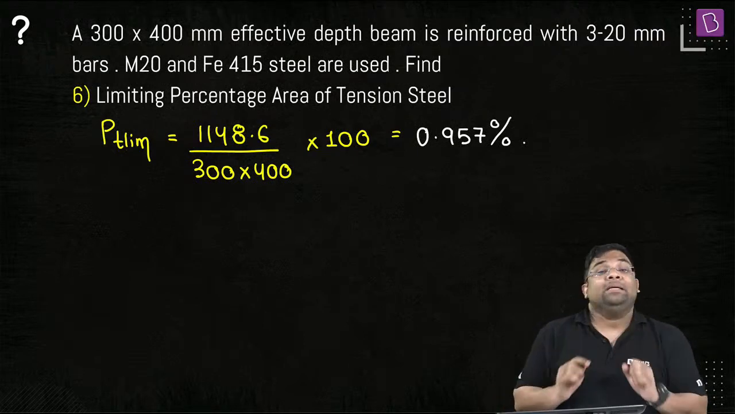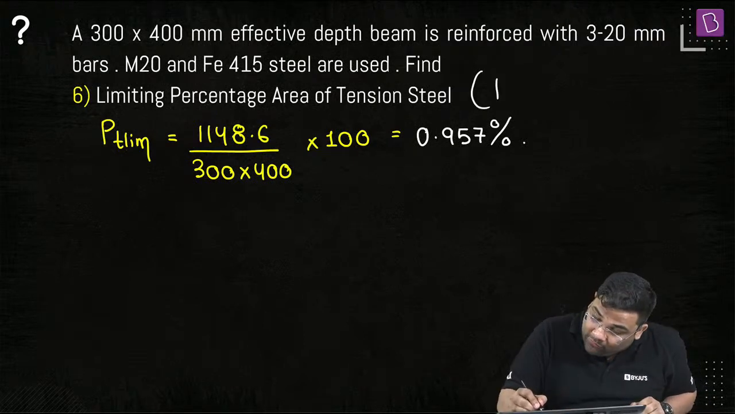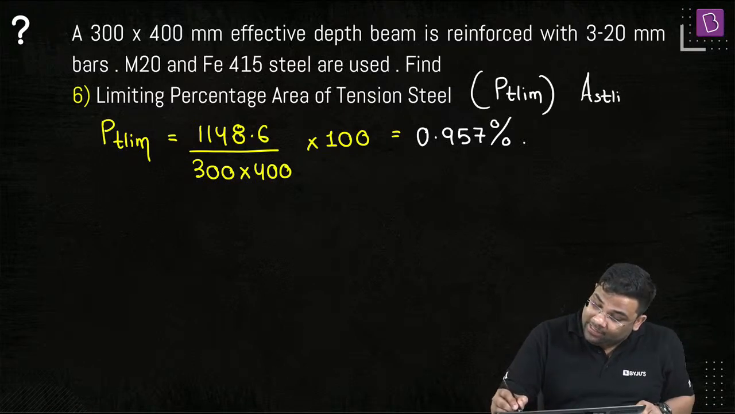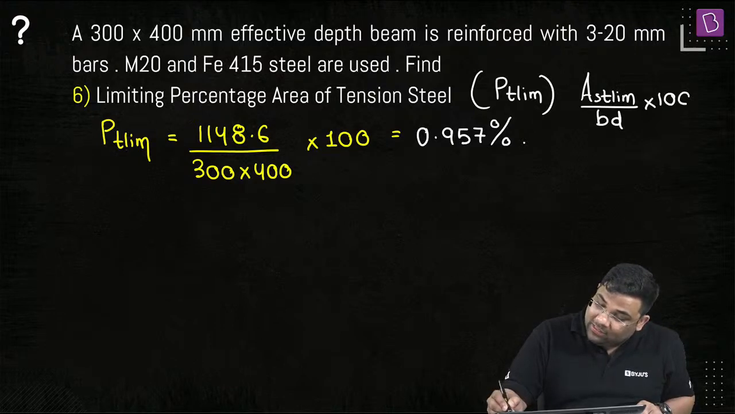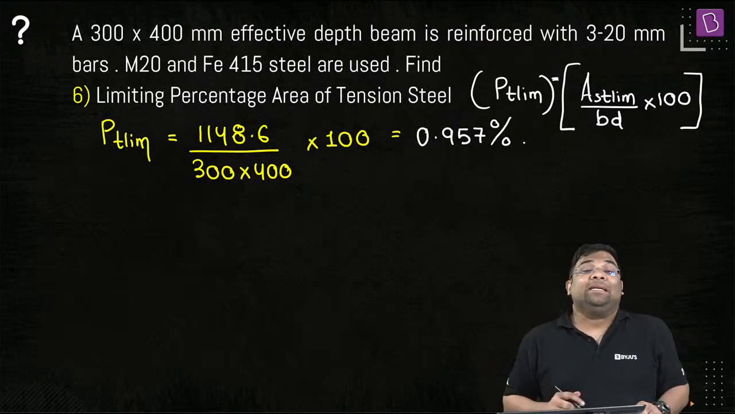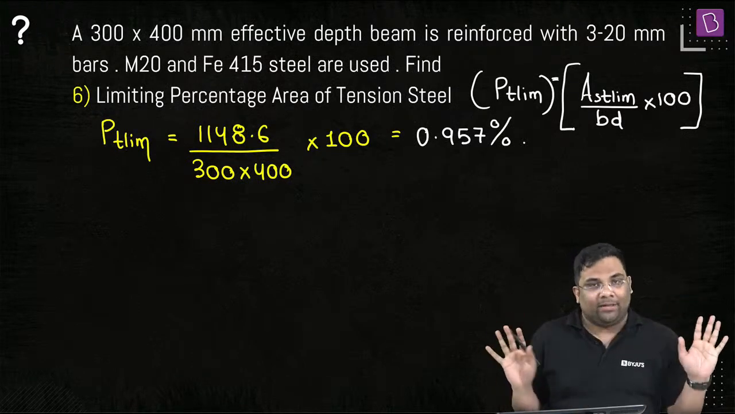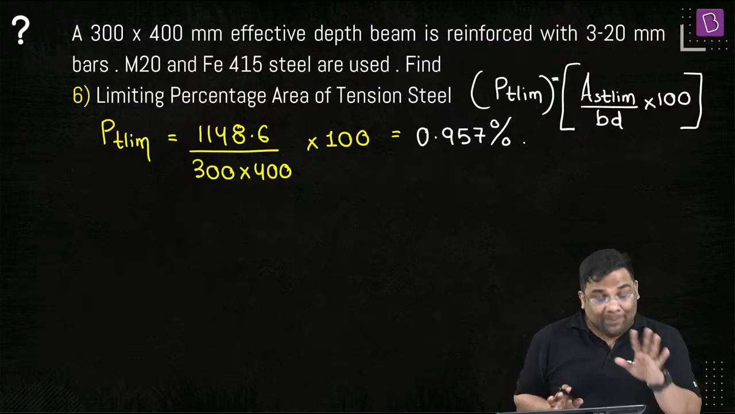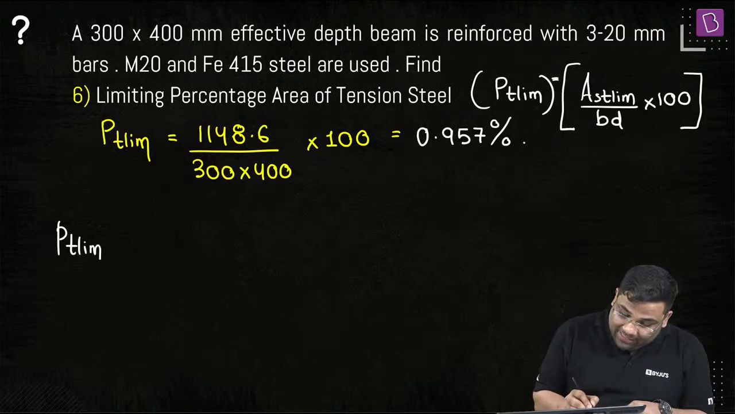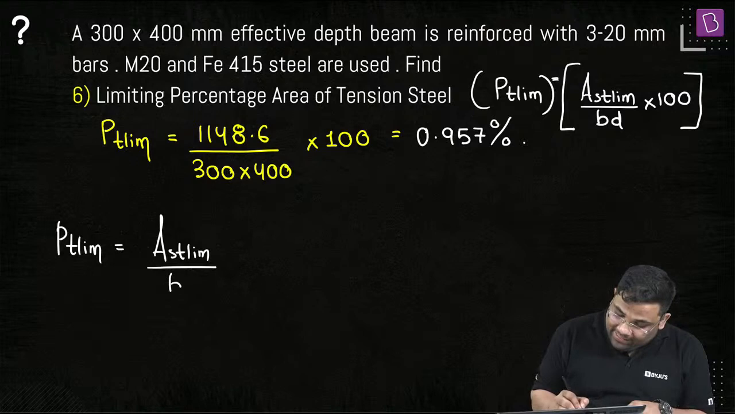That means, in order to find out PT limiting, I have to first find AST limiting, then divide by BD into 100. So if I want to find PT limiting, do I have to find AST limiting? No, not required. This is one of the processes. There can be another process also. PT limiting, I told, is AST limiting by BD into 100.